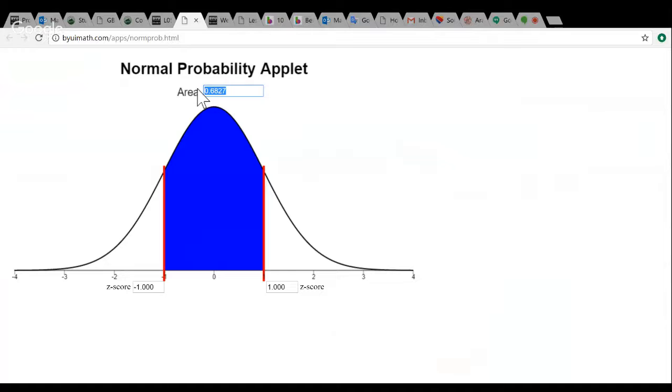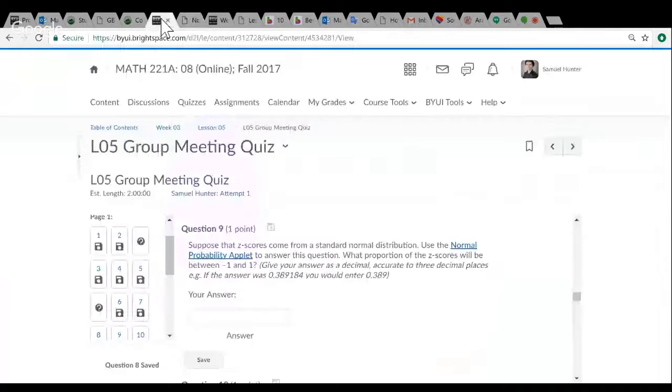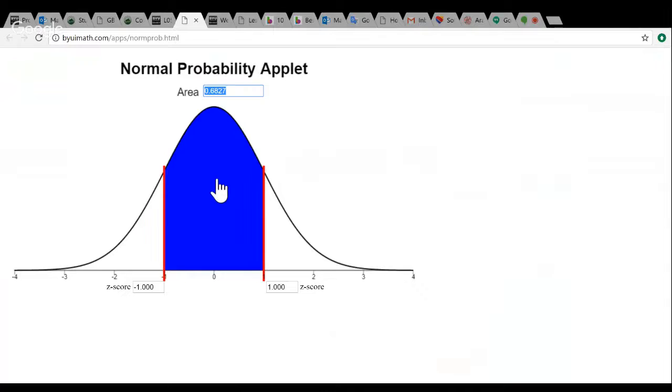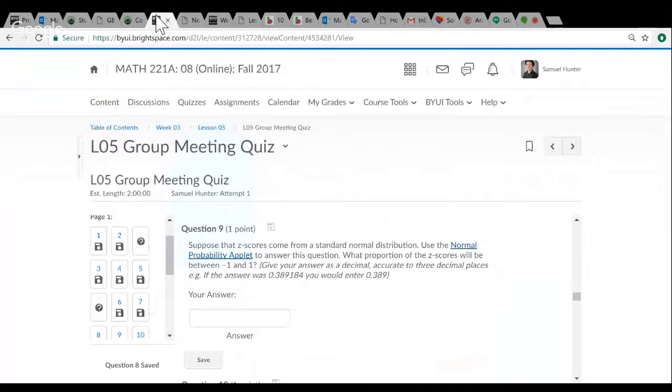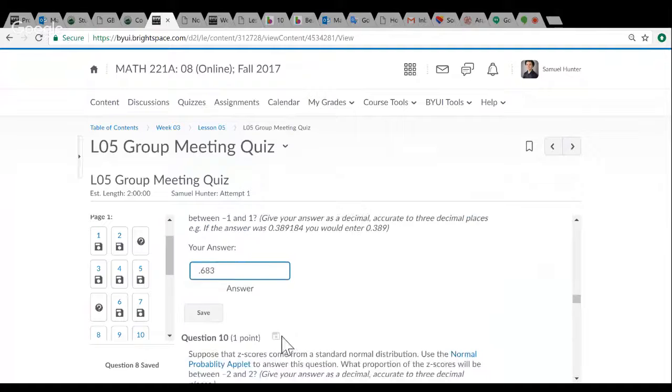Gavin, any input? No? Sorry, I was talking this whole time. But yeah, you get that with the middle, and then you round up the 7 with the 2, making it 0.683. Okay. 0.683. Save. Oh, come on.